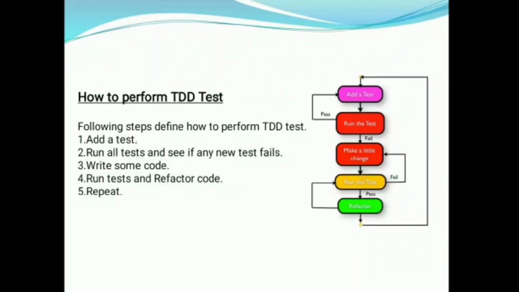So now, how to perform a TDD test. So we are going to see the performance of a TDD test. First one, add a test. Second one, run all tests and see if any new test fails. Third one, write some code. Fourth one, run tests and refactor code. And fifth one, repeat. This flowchart shows how to perform a test.